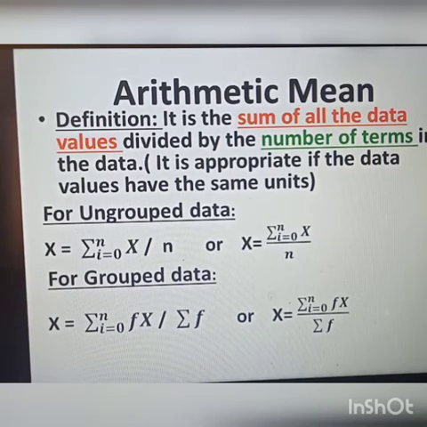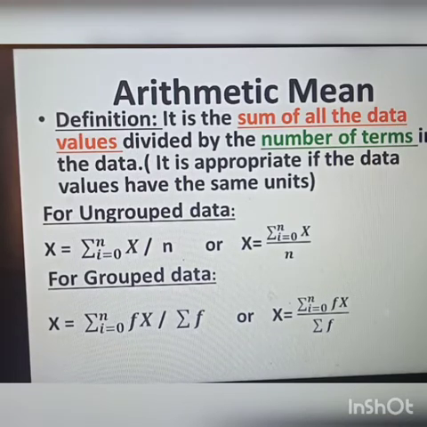For the definition, it says it is the sum of all the data values divided by the number of terms in the data. So this is the statement for this type of mean. You will add up all the data values that are given and divide it by the number of terms in the data. Then there is some extra information as well. It is appropriate if the data values have the same units.